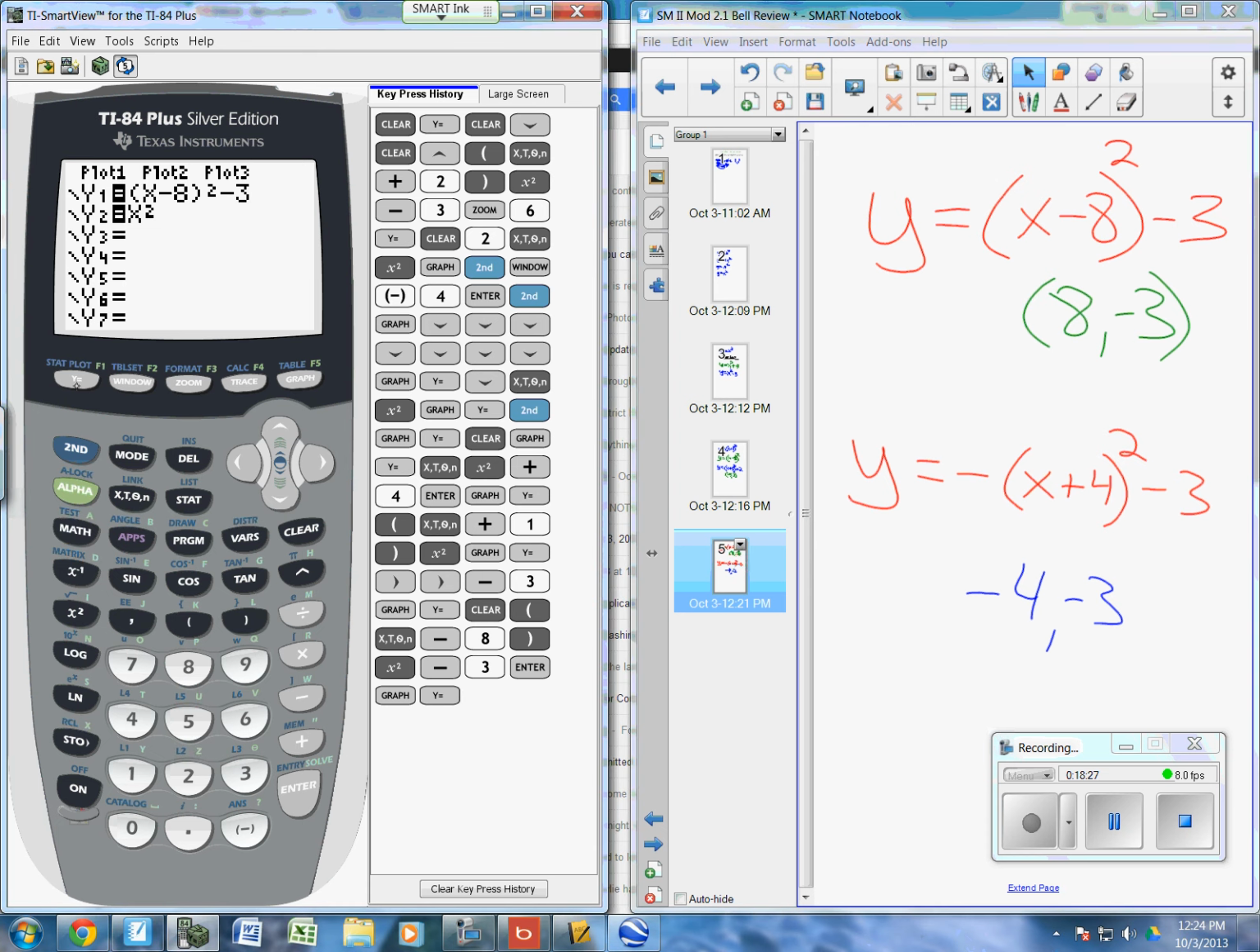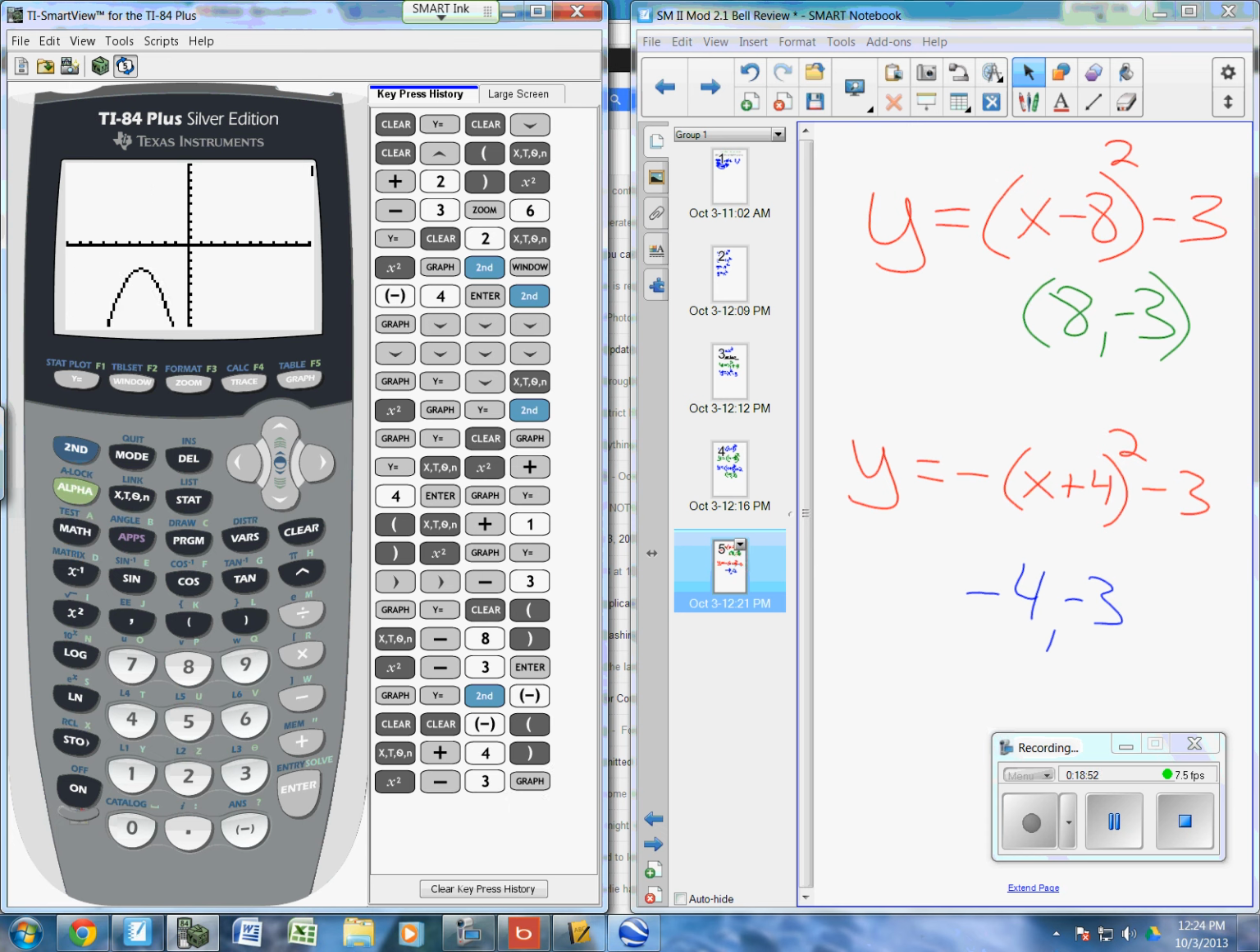So let's look at this one. I'm going to insert a negative right here. Whoops, I hit the wrong button, so I'll clear it all out. So negative, parenthesis, x plus 4 squared, minus 3. Hit the graph, and there it is. It's still at negative 4, negative 3. It's just going down instead of up. Raise your hand if you understand that. Okay. It's still the same place.